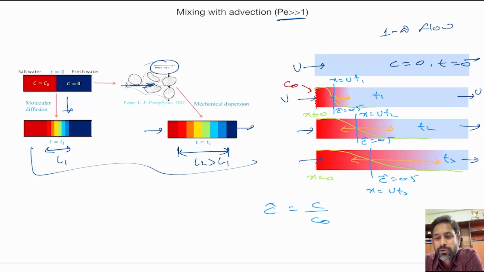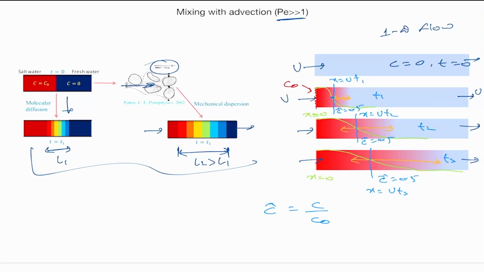Okay, and that actually you multiply velocity with time, that is the point where the fluid, this dye, will have moved after time t1 or t2 or t3. Even if there is no mixing, even if there is no dispersion, this injected or concentrated fluid will still be moving, regardless of mixing. But now when mixing is happening, it is also spreading in both directions, right?